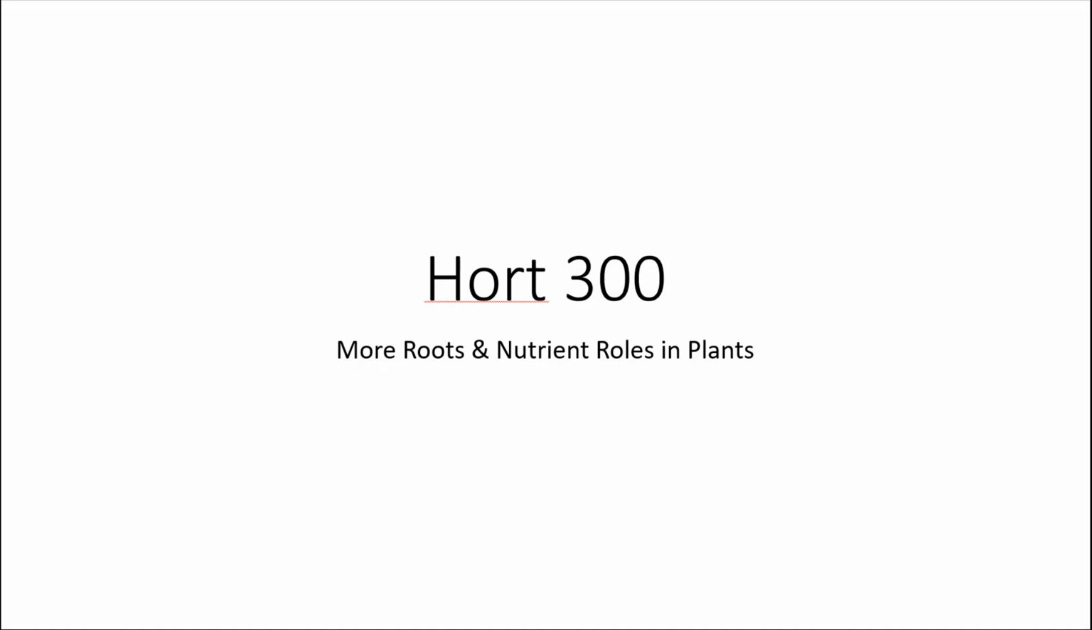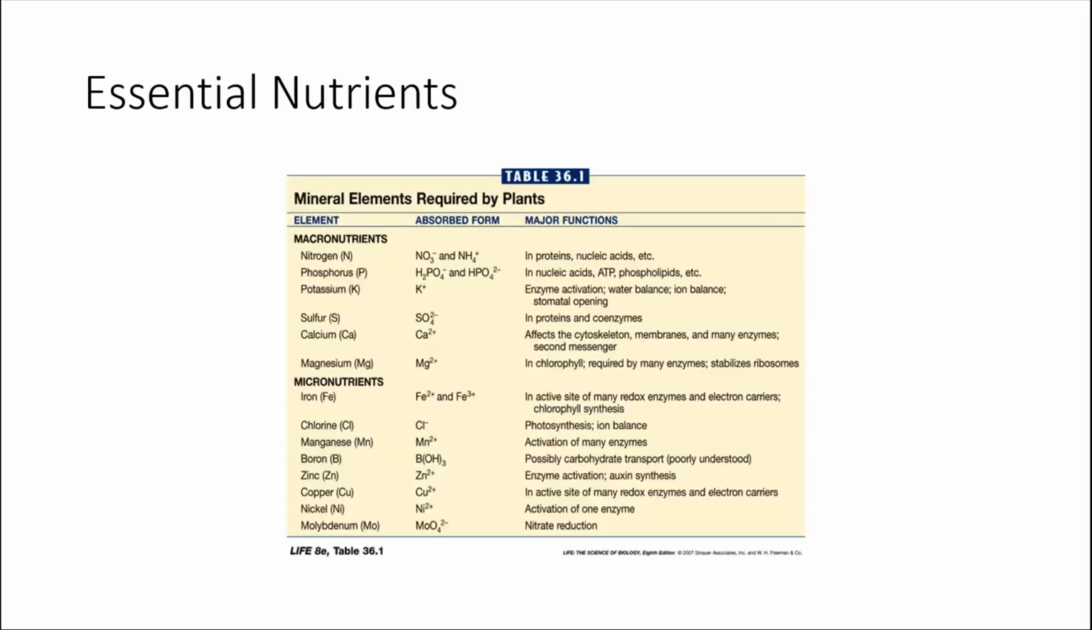roles are in plants. So diving into essential nutrients, we have a couple different types of essential nutrients. The first set are needed in greater quantity, and those are considered macronutrients. And then there's micronutrients that are needed by the plant for all sorts of things. However, they're needed in far less quantity.